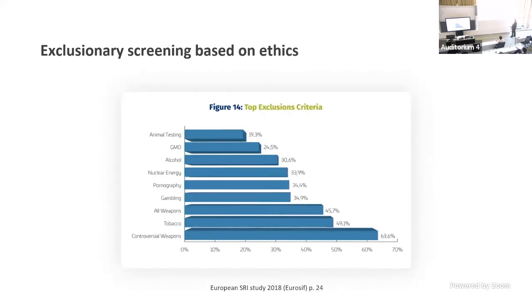And if we look at this more generally, this is from Europe. Stats are from 2018 here. You can see that indeed the most common one is about controversial weapons. And that's what most companies will exclude. Tobacco is indeed number 2. All weapons even, number 3 here. And it goes on, gambling, pornography, and so on here.